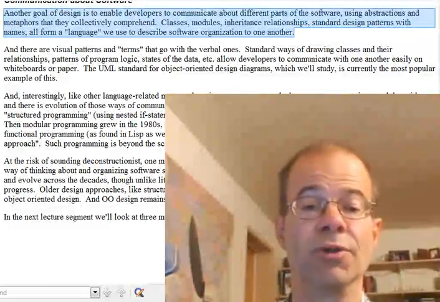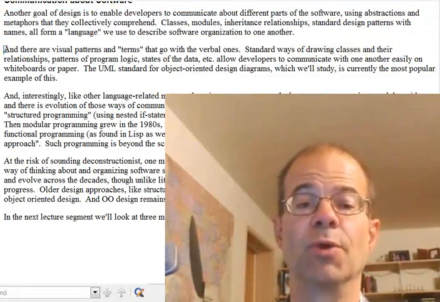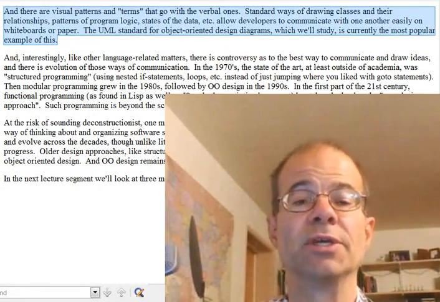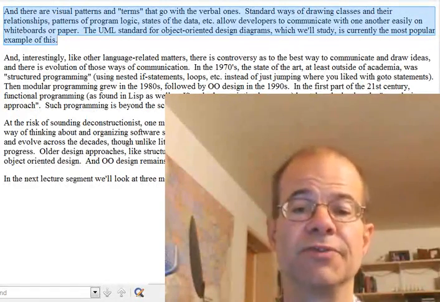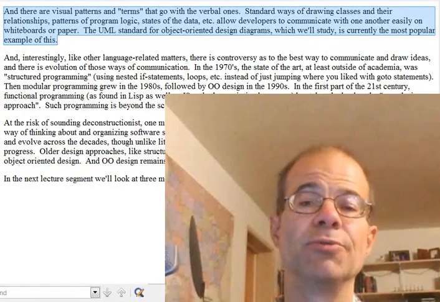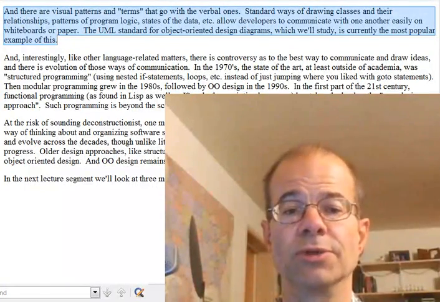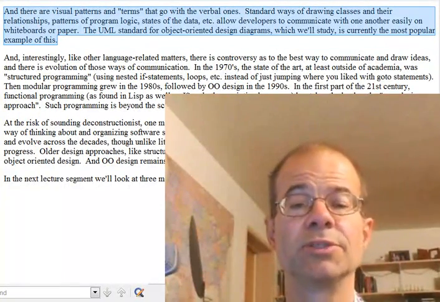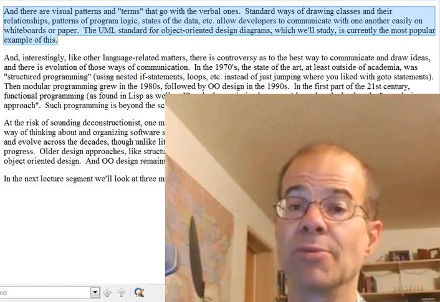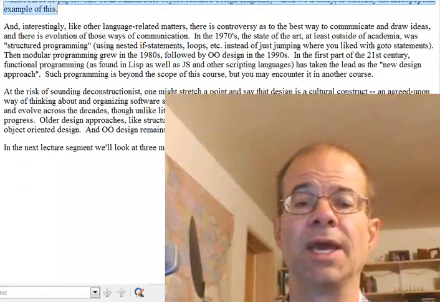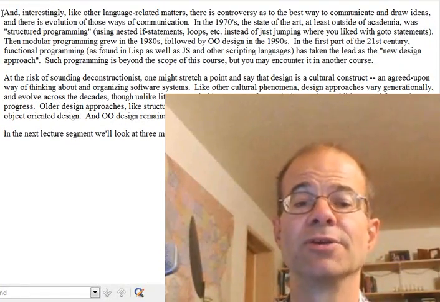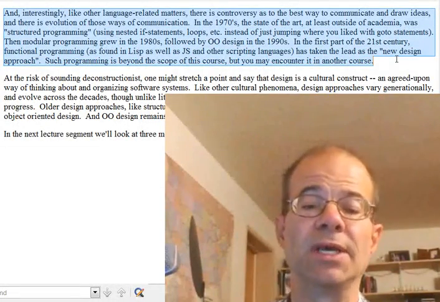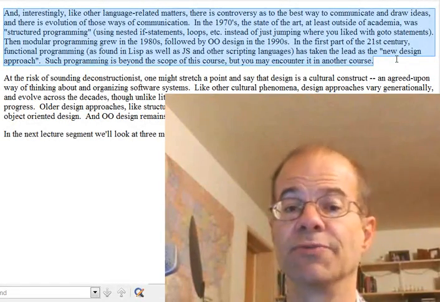And there are visual patterns and terms that go with the verbal ones. Standard ways of drawing classes and their relationships, patterns of program logic, states of the data, etc., all allow developers to communicate with one another easily on whiteboards or paper. The UML standard for object-oriented design diagrams, which we'll study, is currently the most popular example of this. And interestingly, like other language-related matters, there is controversy as to the best way to communicate and draw ideas. And there is evolution of those ways of communication.